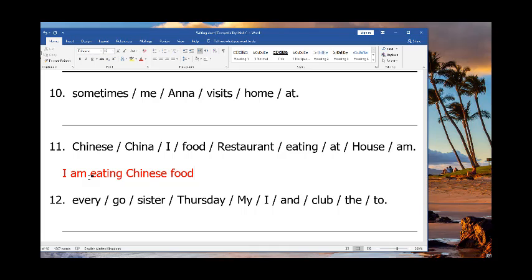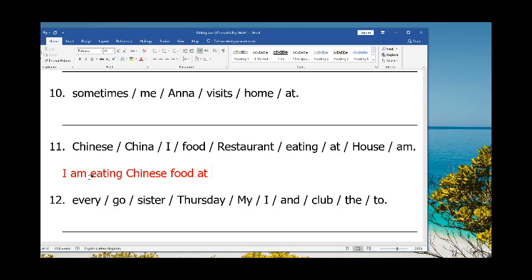Where? Where are you eating the Chinese food? I use which preposition to talk about the places? At. Yes. At what? At the restaurant. Okay, what is the name of the restaurant? Let's guess. You have the words that are missing. You have house and you have China, right? Can I say house China? No. China house, yes. House restaurant. Full stop. So I am eating Chinese food at China house restaurant.